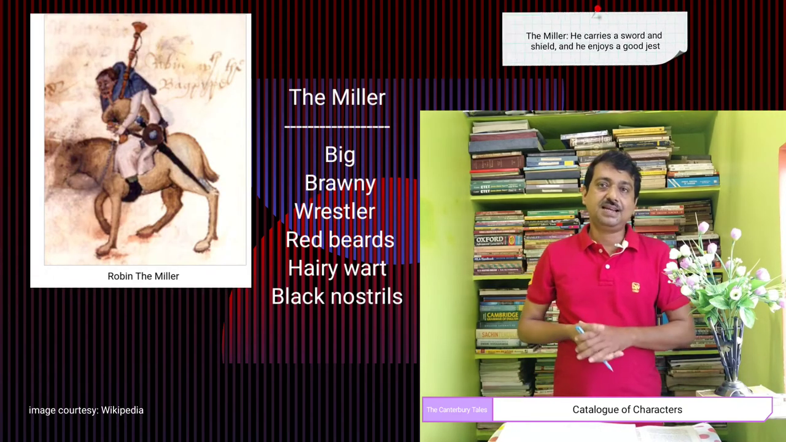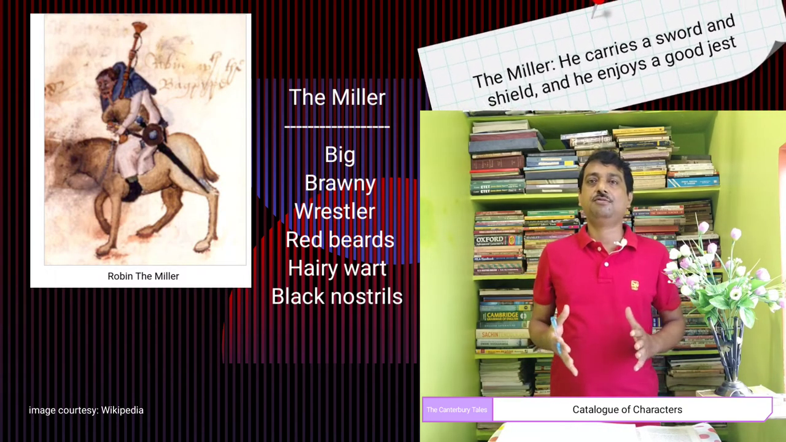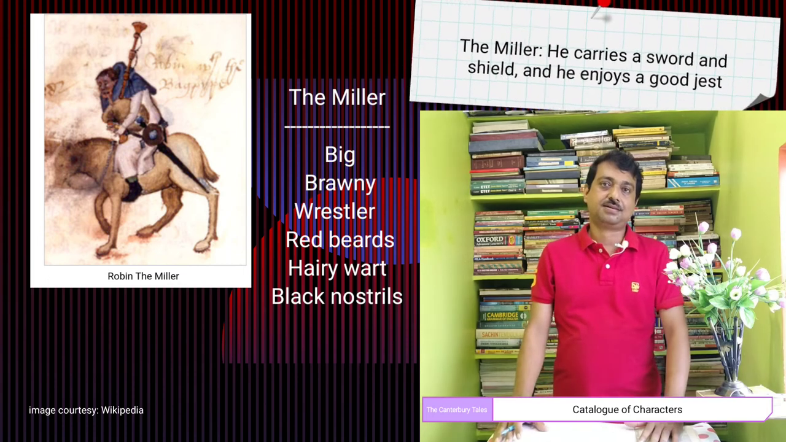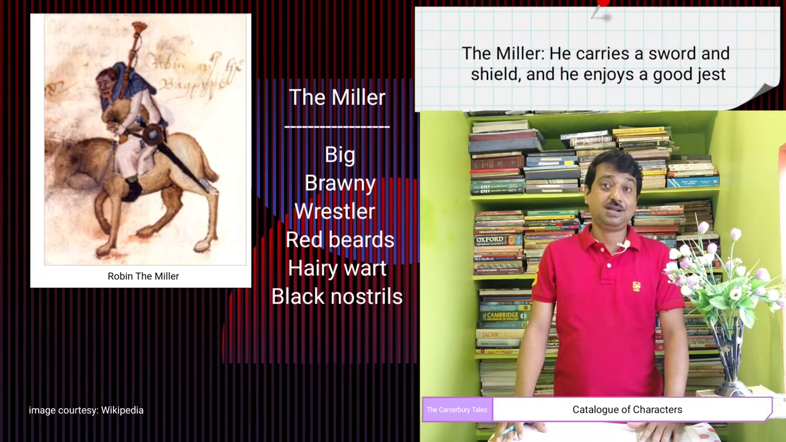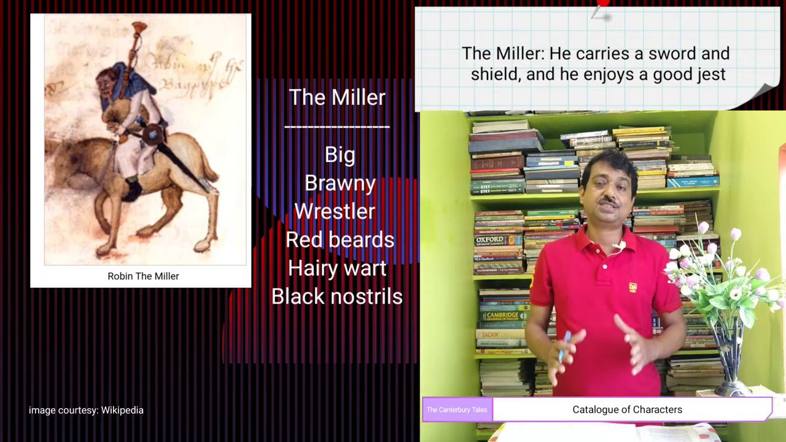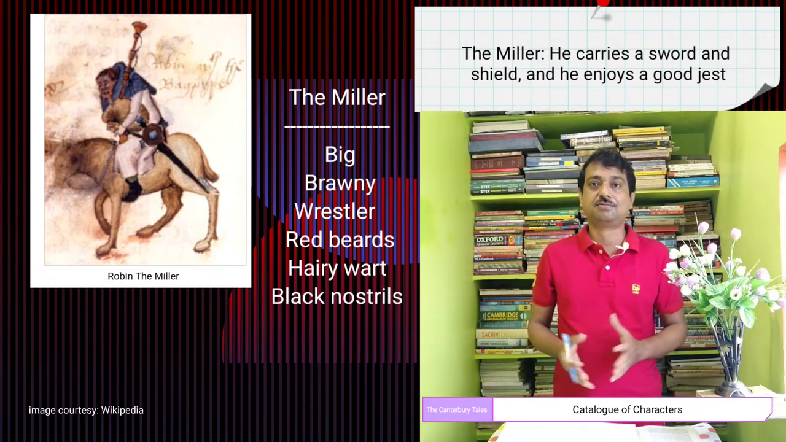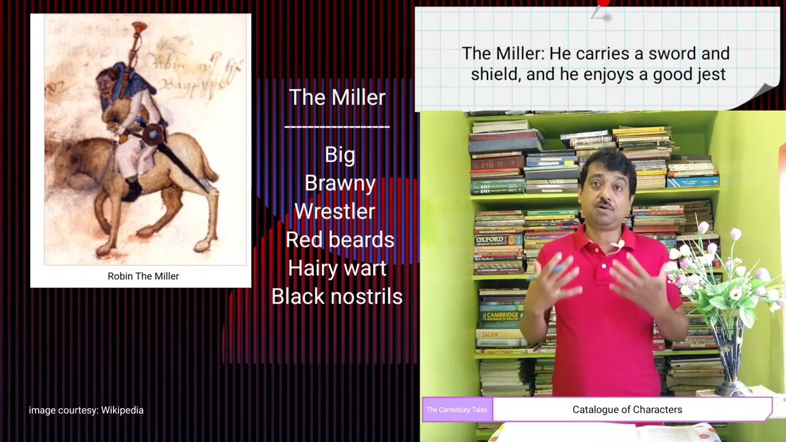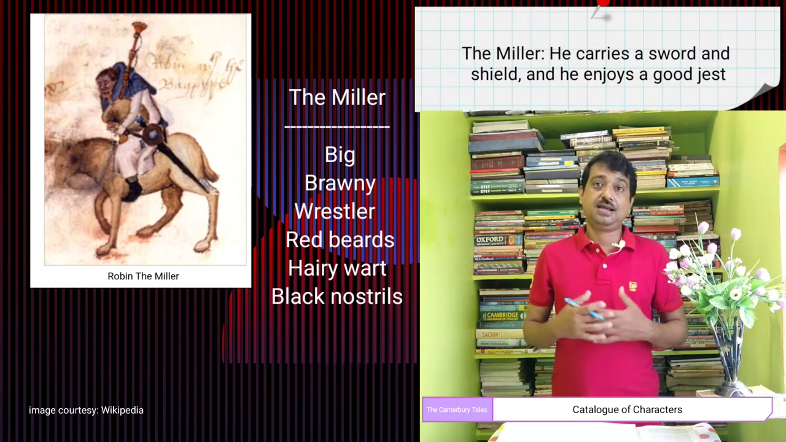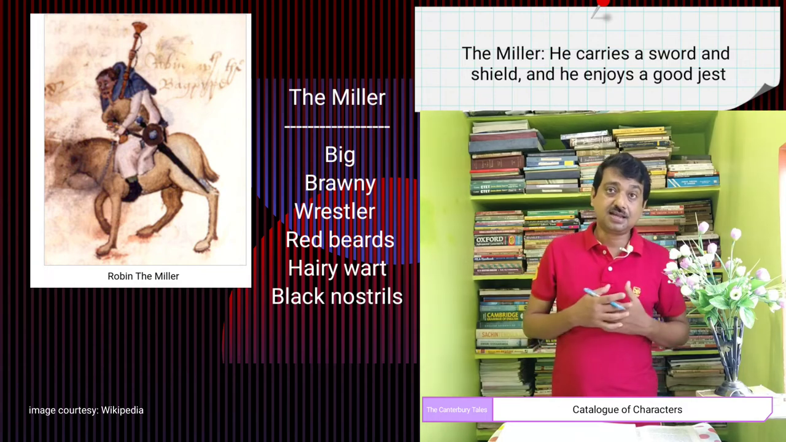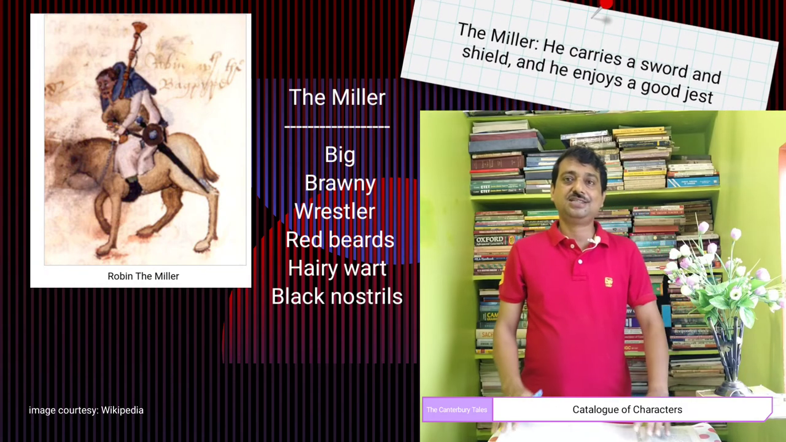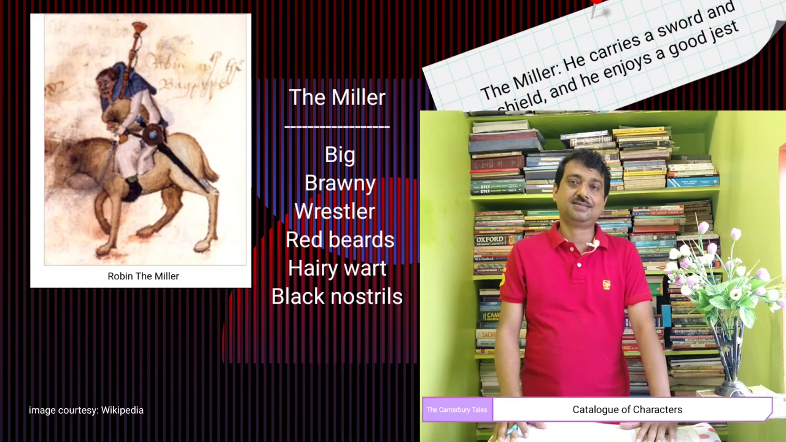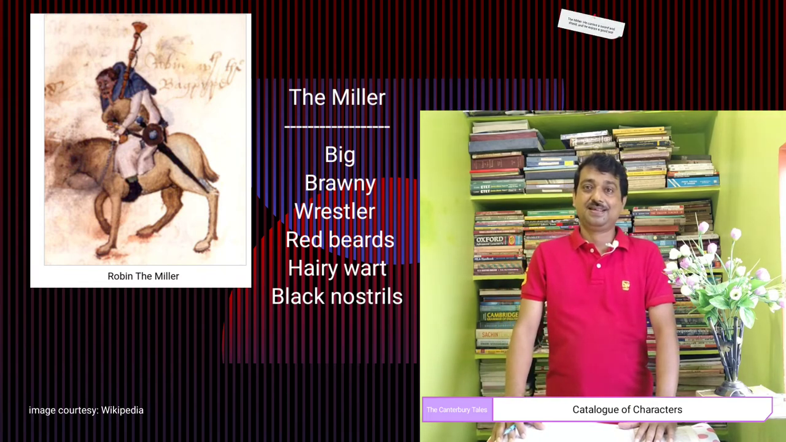The stout Miller, a big and brawny man who could wrestle anyone, was not overly honest and carried with him a bagpipe which he could blow and sound. Red beard, a wart on his nose, hair in his ears, and black nostrils make this muscle man fiercer.